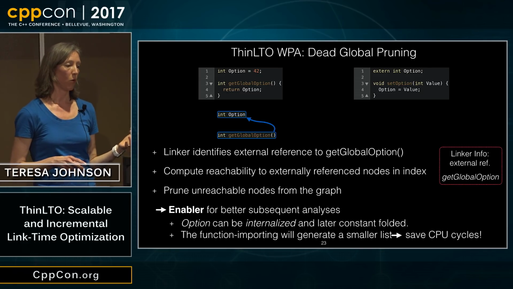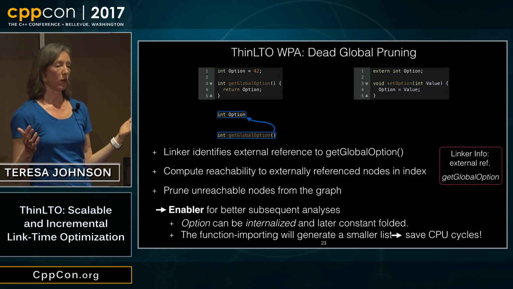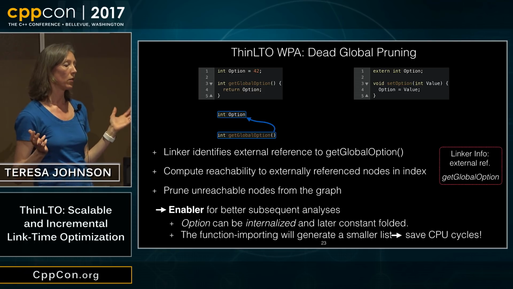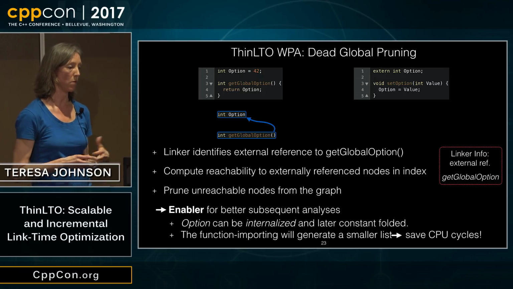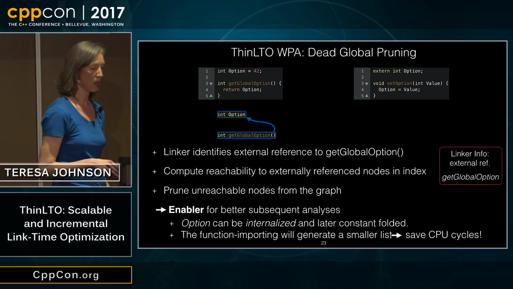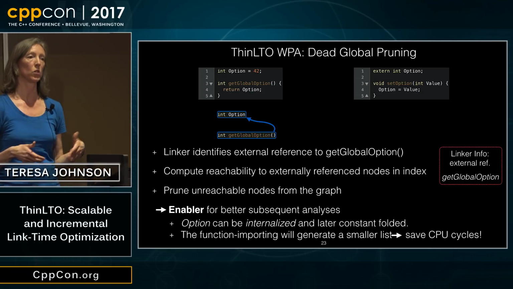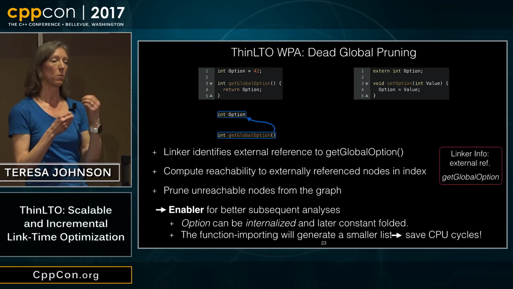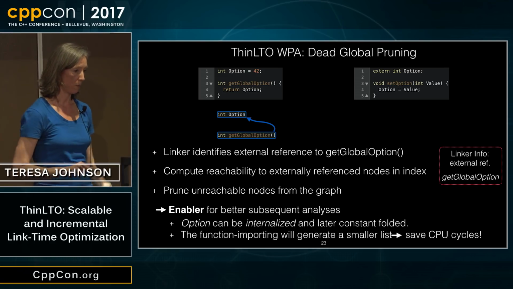From a compile time standpoint, once we have marked a bunch of functions as dead, if they have calls, we don't bother trying to compute imports for them. There's no point because we know that we're going to go ahead and drop those functions. And they're marked so that once you get into the LTO backend, they're marked as dead, and so you drop them at that point.